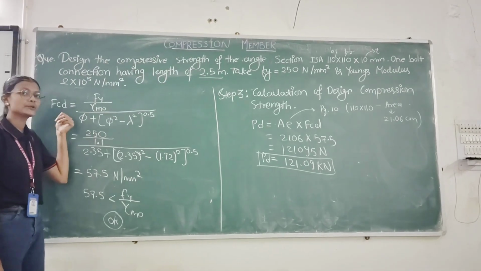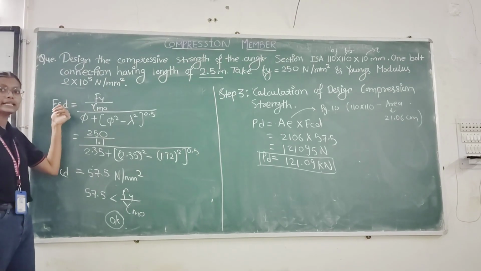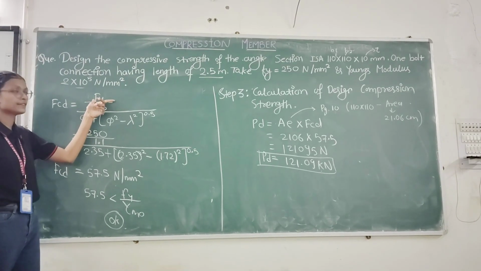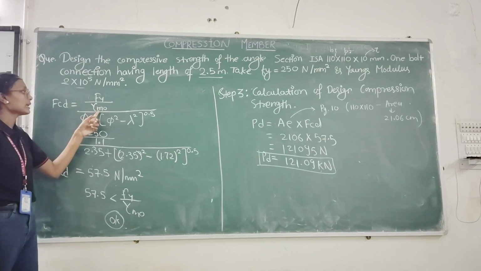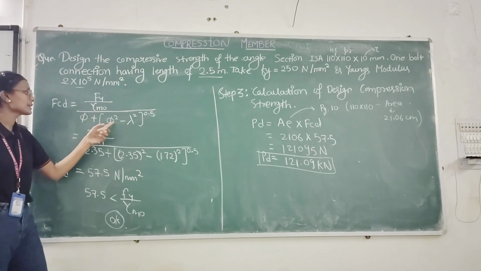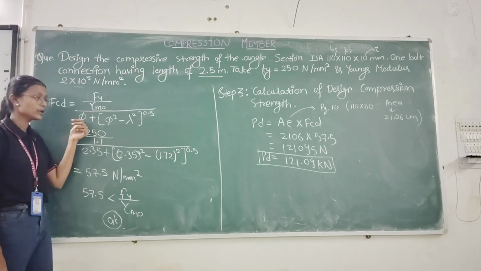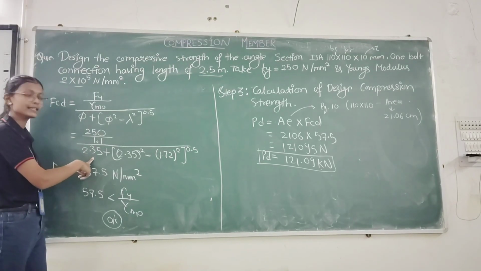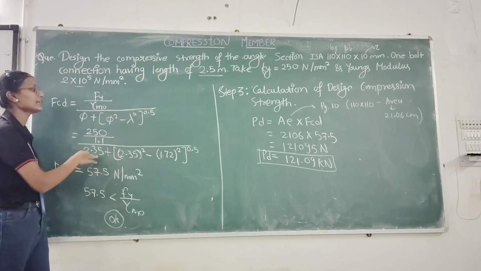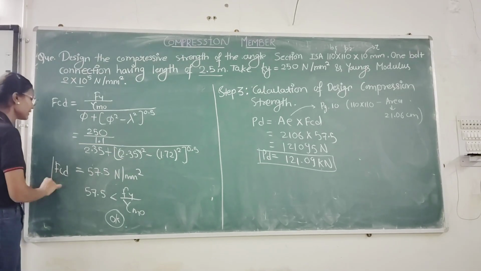We will continue step 2 from here. Now we have to calculate fcd. The formula for calculating fcd is fy upon gamma m0, divided by phi plus under root of phi square minus lambda square, to the power 0.5. We have already calculated the value of phi, so directly put the value of phi in this formula. Put the overall values in the formula and you will get the value of fcd.